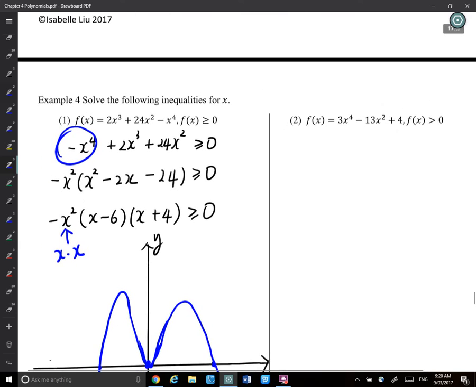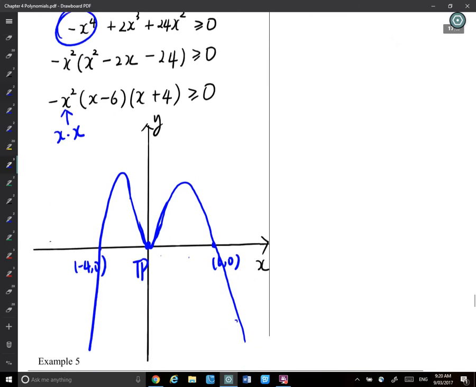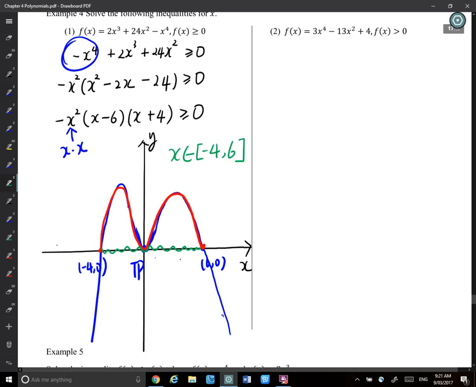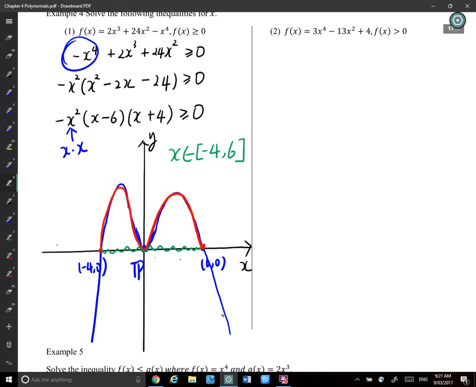What you need is greater or equal to 0. So greater or equal to 0 is all this part, all of this here. If that's all greater or equal to 0, all the values in between here will be possible. So x will belong to -4 to 6 included. All the red part is greater or equal to 0, and I need the x values in between.